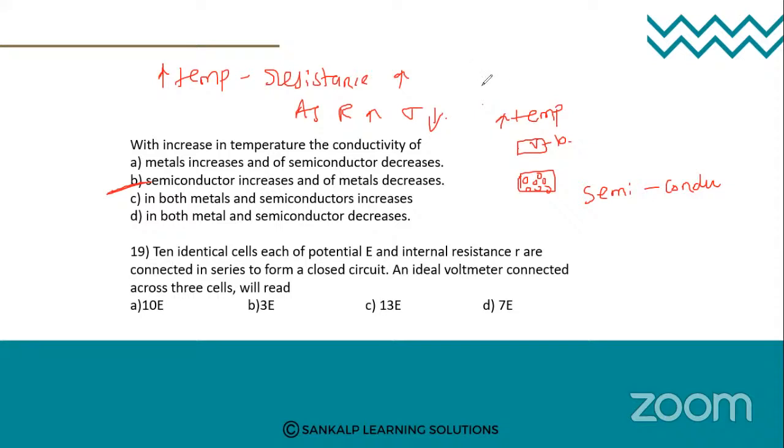Okay, so next question 19 we are solving. 10 identical cells of potential E and internal resistance R are connected in series to form a closed circuit. We need to find the voltmeter reading. See how to do this.